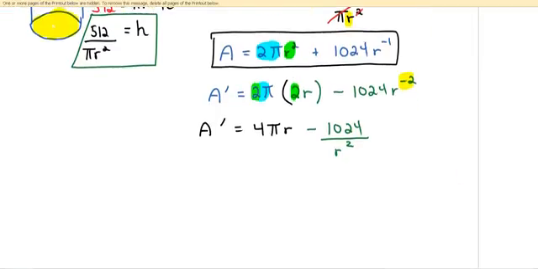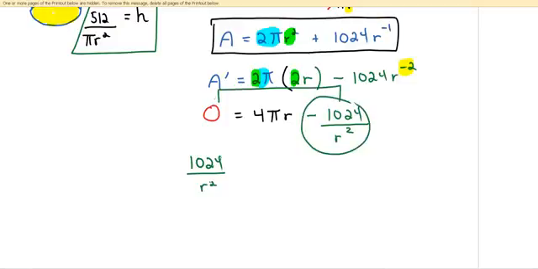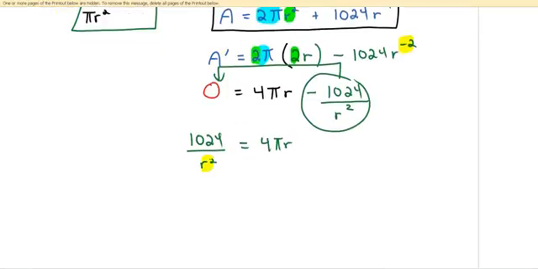Okay, so once I've taken my derivative, let's go ahead and set equal to 0. So I'm going to delete that and just put a 0 here. When I take the derivative and set equal to 0, basically what I'm doing is trying to find the critical numbers here. So let's do some algebra. This is going to be 1024 divided by r squared. I'm just taking this term and bringing that to the other side, and that's going to equal 4 pi r.